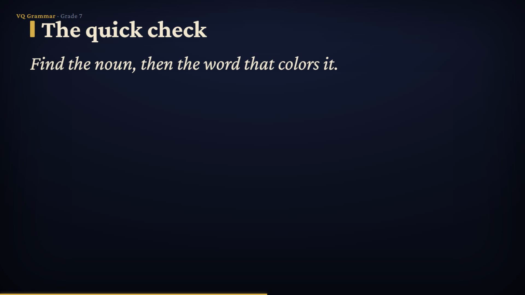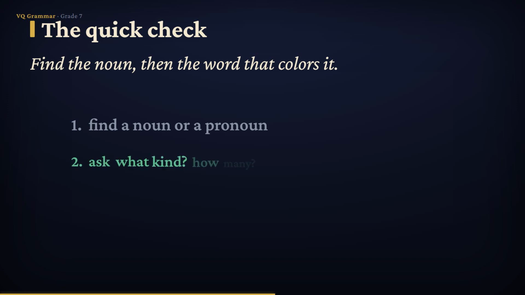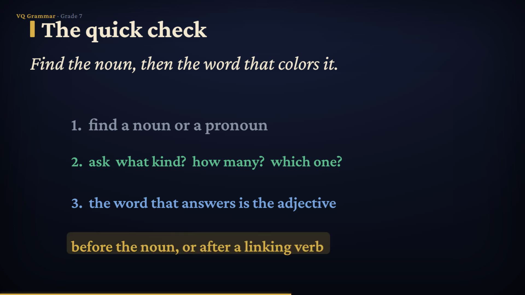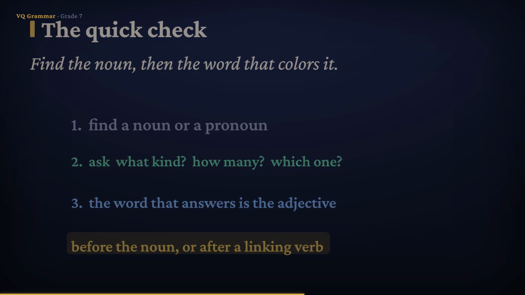Let's boil the whole lesson down to a quick check. First, find a noun or a pronoun in the sentence. Second, ask the three questions about it. What kind, how many, which one. Third, the word that answers one of those questions is your adjective. And remember, it can show up in two places, right before the noun or after a linking verb as a predicate adjective. Watch for ing and ed words too, because they can be adjectives in disguise. Let's practice a few together.